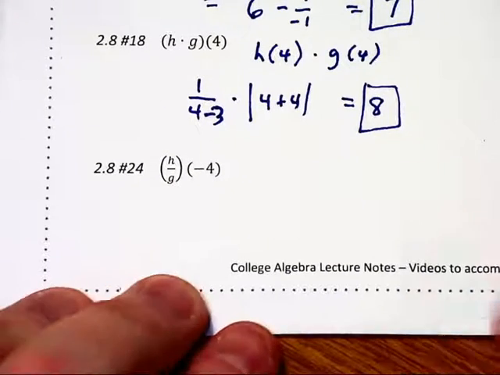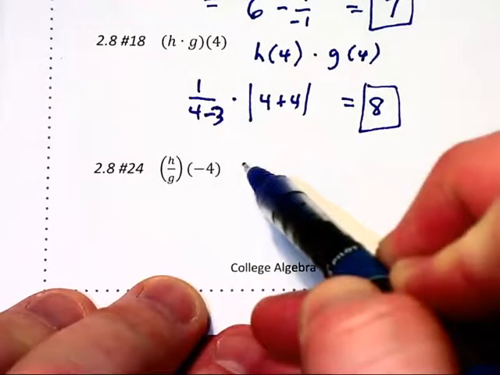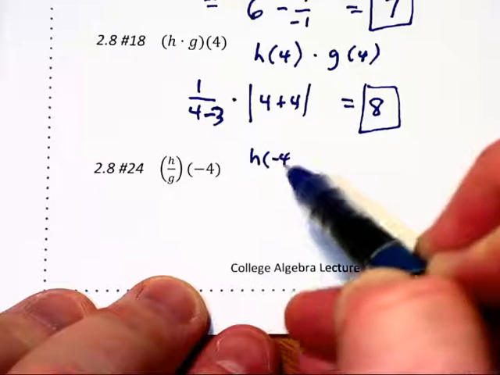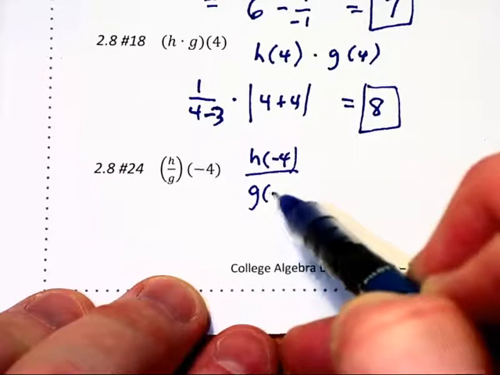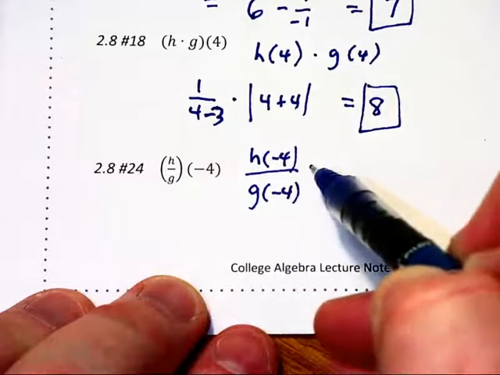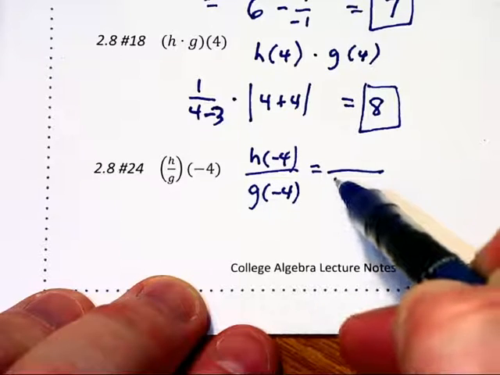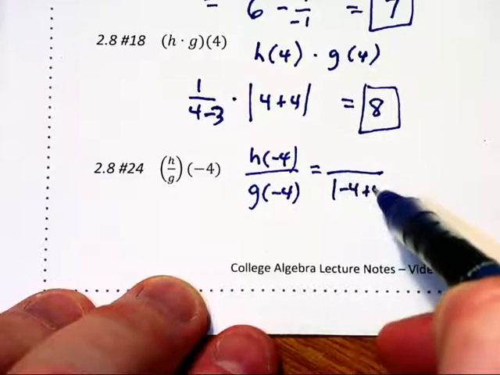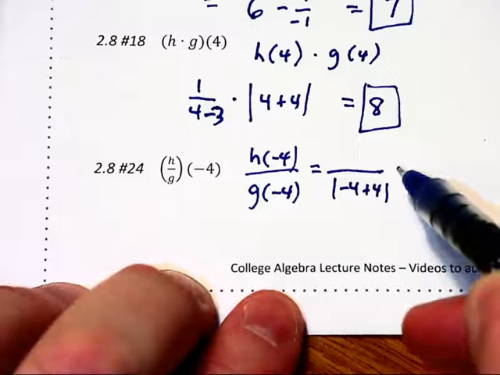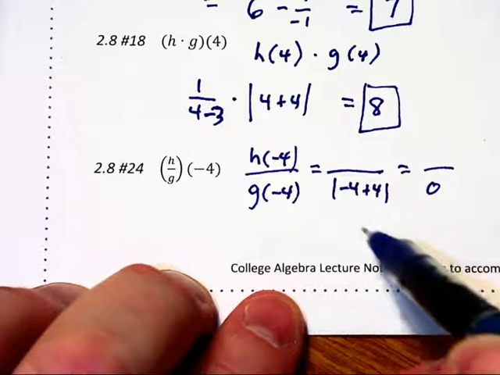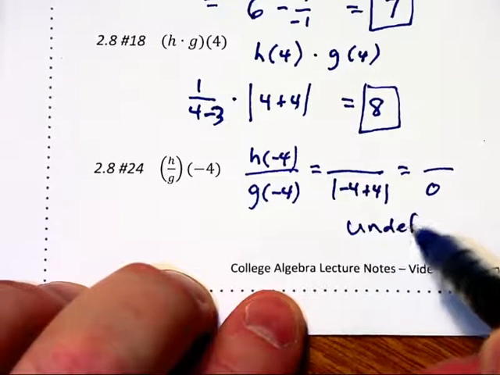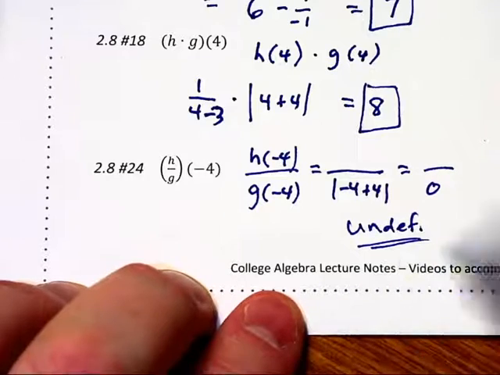(h/g)(-4) becomes h(-4) divided by g(-4). And let's take a look at that g(-4). That becomes the absolute value of negative 4 plus 4, and it doesn't matter what the numerator is, we're dividing by 0, so this function is going to be undefined.